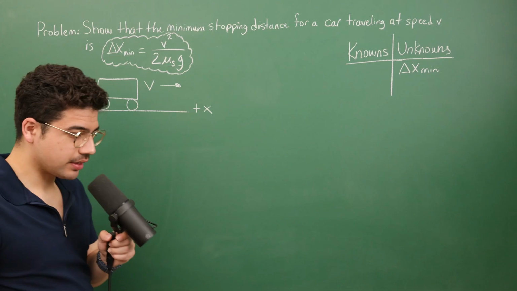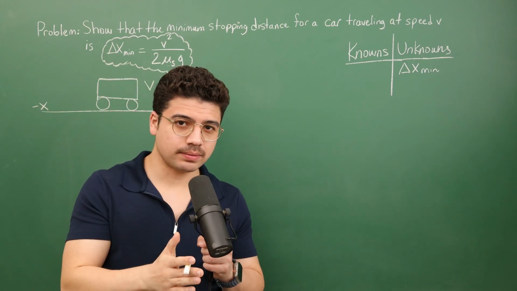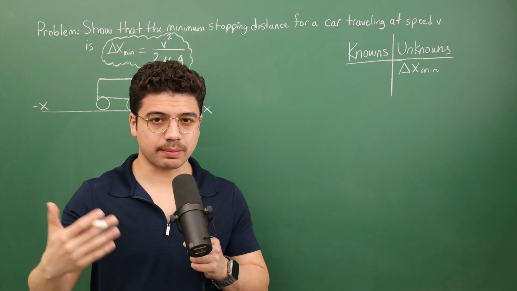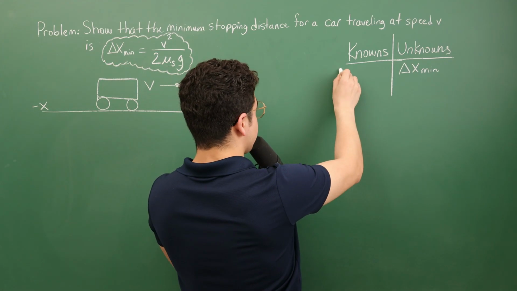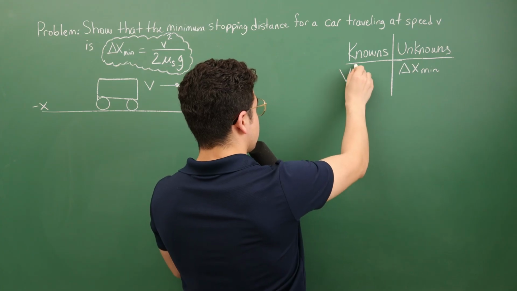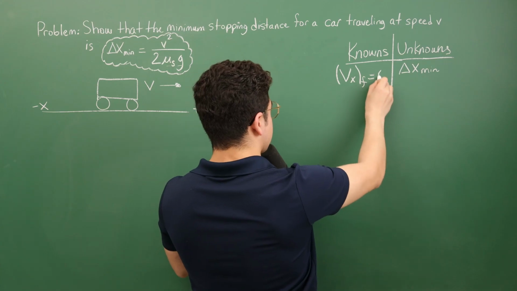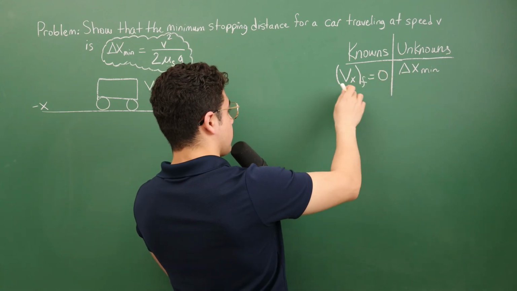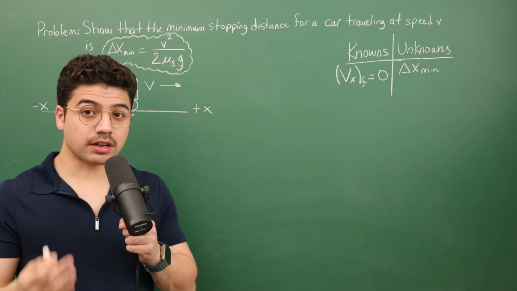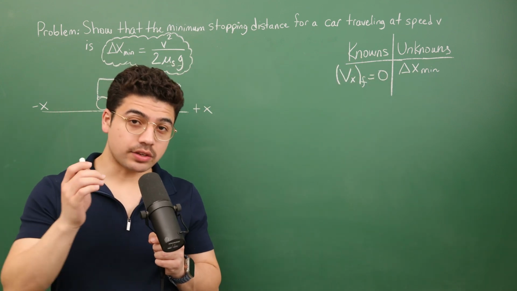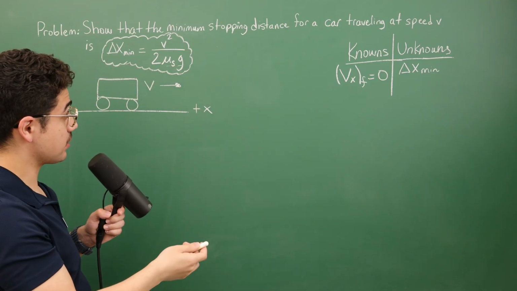Okay, think about what that means. Minimum stopping distance. That means the car is going to come to a stop. It's going to come to a rest at some time later. So what that means is that I can say that the speed horizontally at the very end, I call that final, is going to be equal to 0. So the final horizontal speed will be 0 because it is coming to a stop. Okay, so that's one big piece of information you need to take from reading that single sentence.